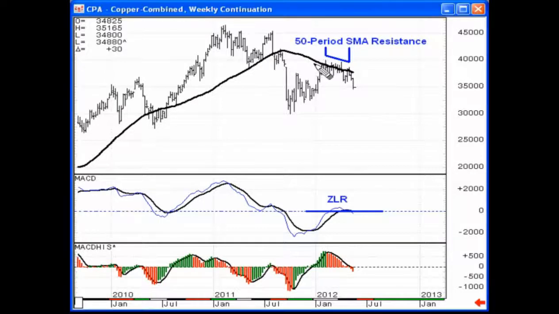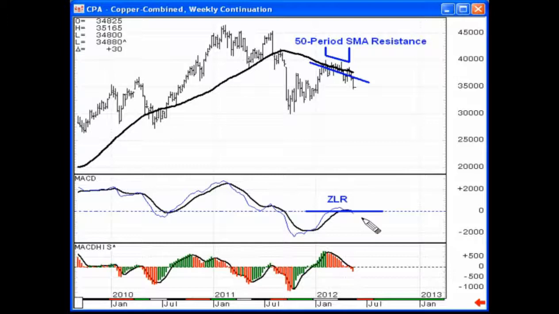Notice right here how the 50-period moving average acted as resistance. And two, what we have here is the zero line reversal. It's almost the same picture that we actually saw in the euro. That being the case, I'll be looking for the neckline break next in the weeks ahead, and thereafter further decline, most likely down to about the 150 handle.